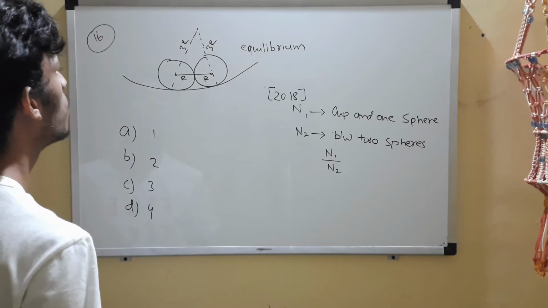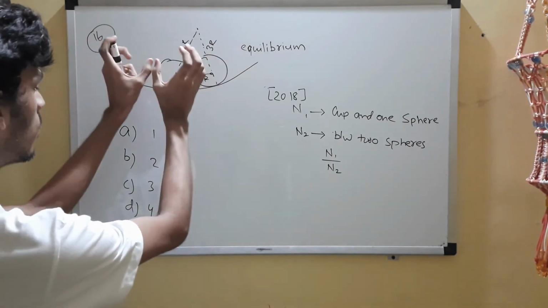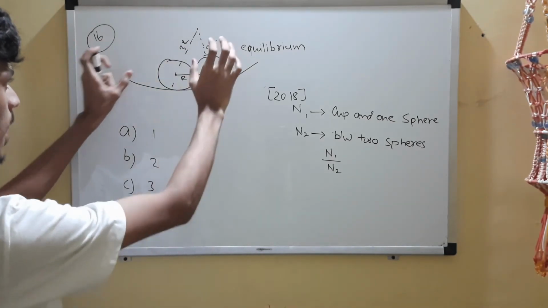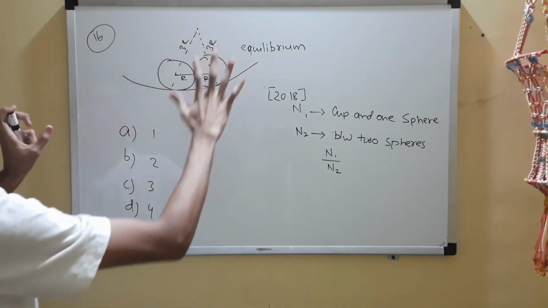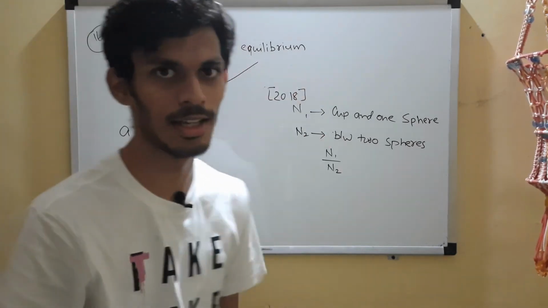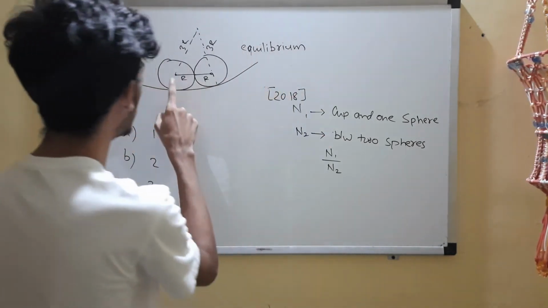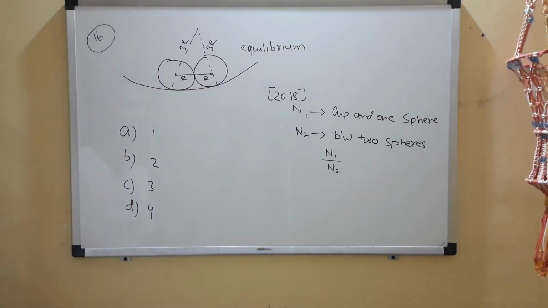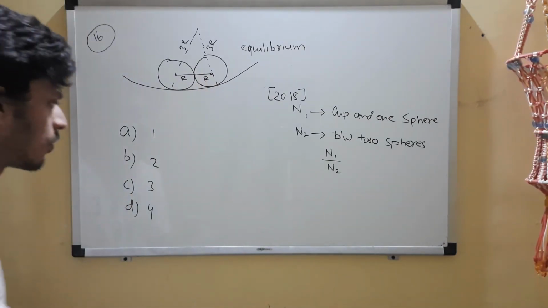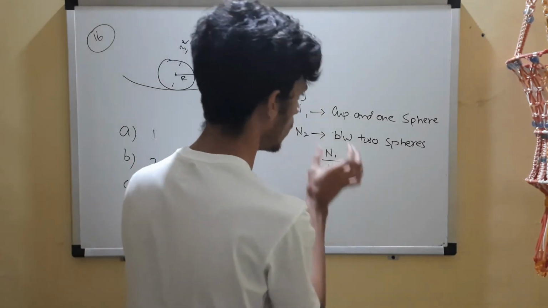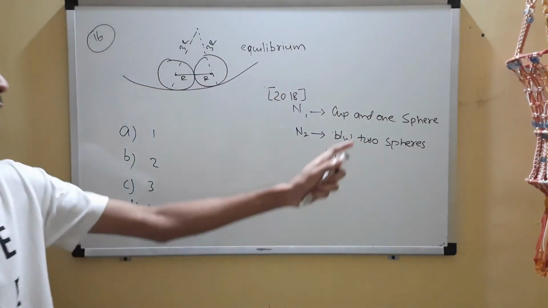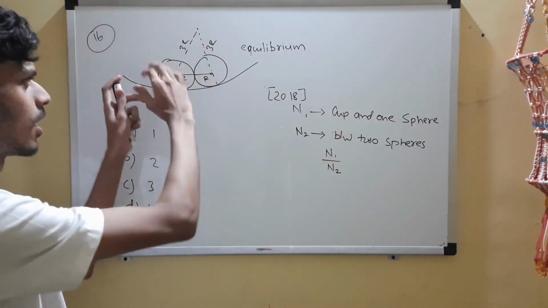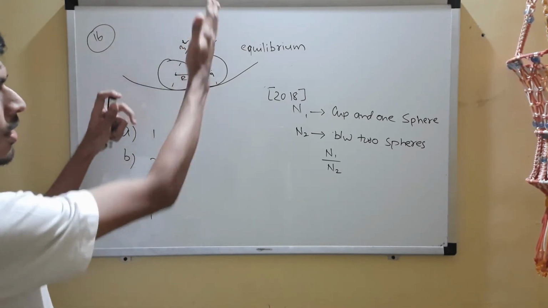In that cup you have two spheres. Those two spheres are in contact with the cup as well as among themselves. So this entire system is in equilibrium. Both of those spheres have radius r each. Now you are supposed to find the ratio of n1 by n2. n1 is the normal force between the cup and any one of the spheres.